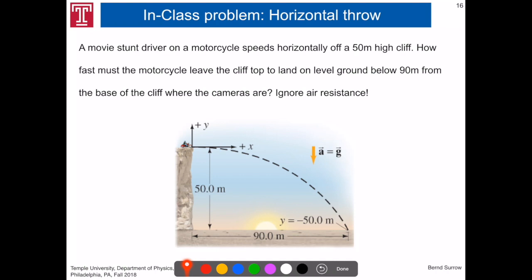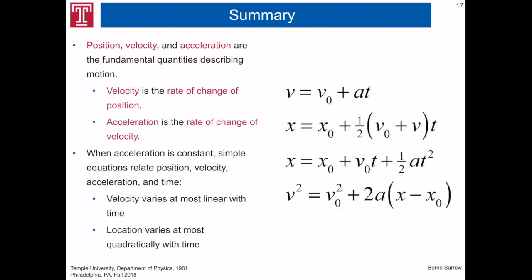The height of that cliff is 50 meters, and where it reaches the ground is 90 meters off of the cliff here. So in that coordinate system, y equals minus 50 meters. And then there's a question here: how fast must the motorcycle leave the cliff top to land on the ground below at 90 meters from the base of the cliff where the cameras are? Ignore air resistance. So this gives you a little application to this problem, and I will solve this problem now in somewhat more general terms.